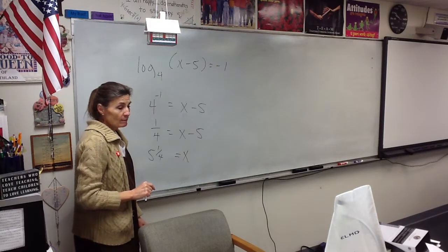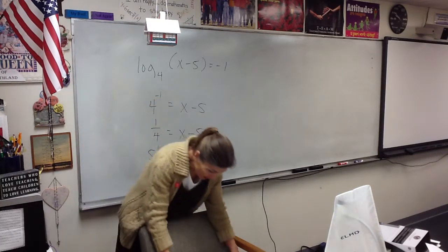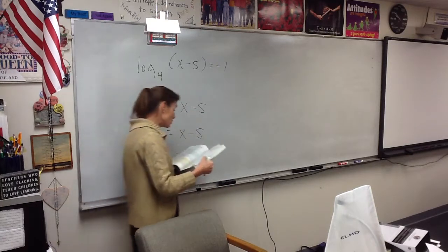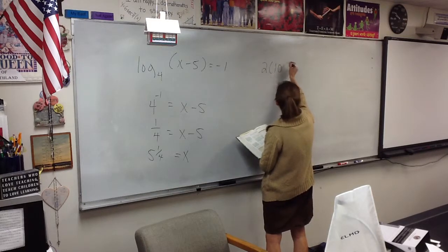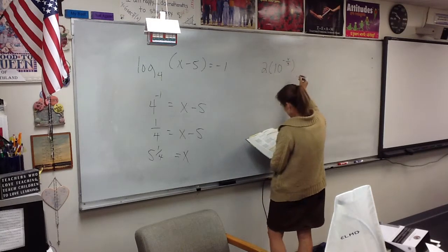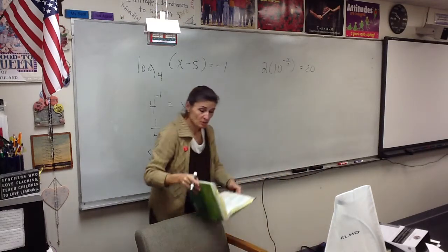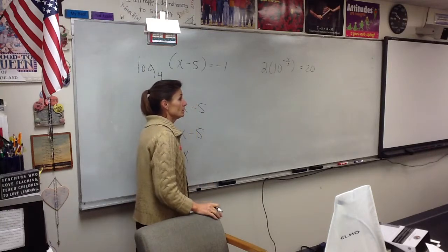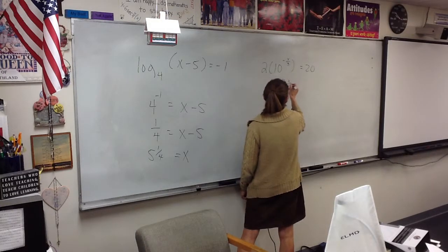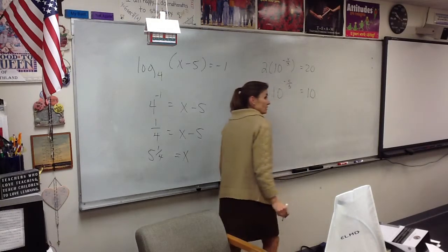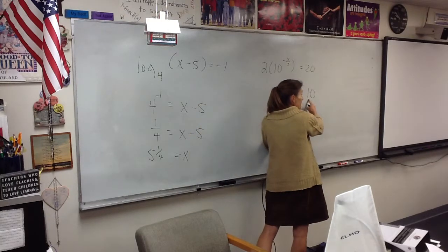Okay, anybody else find one? Number 5 is an exponential. We did some of these yesterday too. What's the first step to solving this? Dividing by 2. So 10 to the negative x over 3 equals 10. The key to doing these problems is making these numbers match. They match.